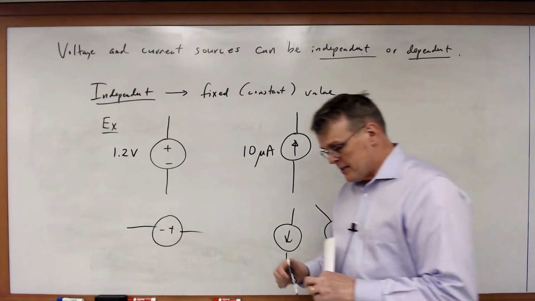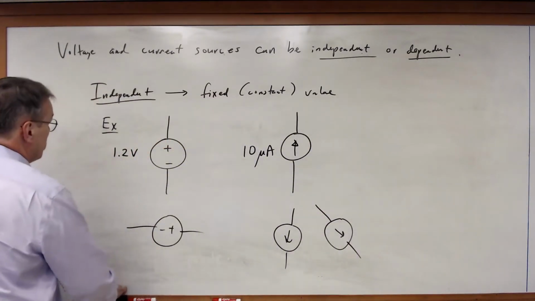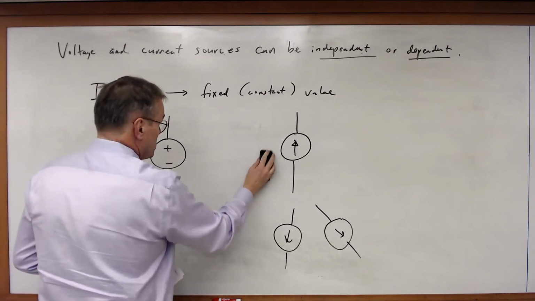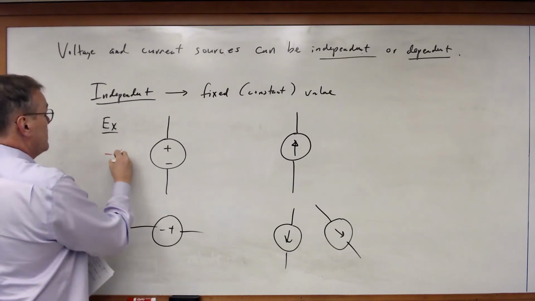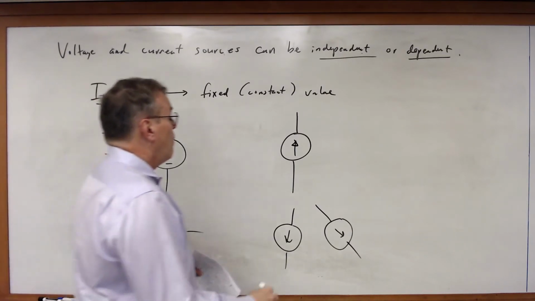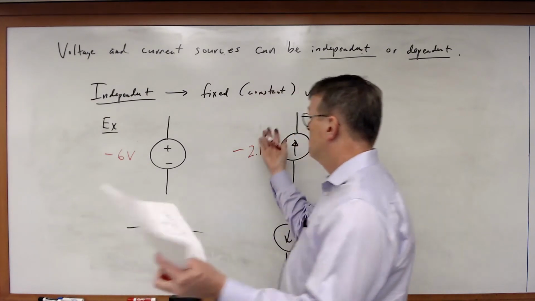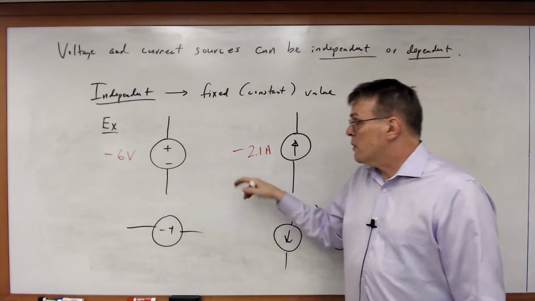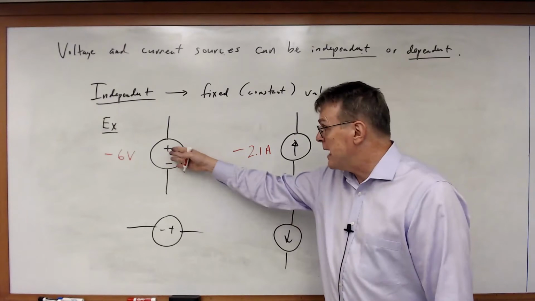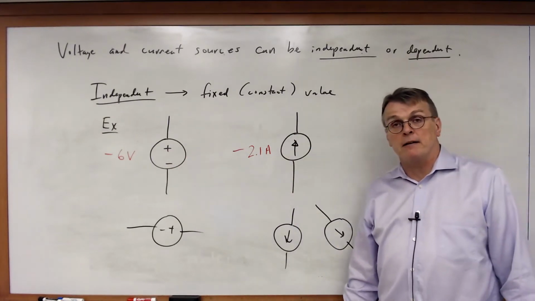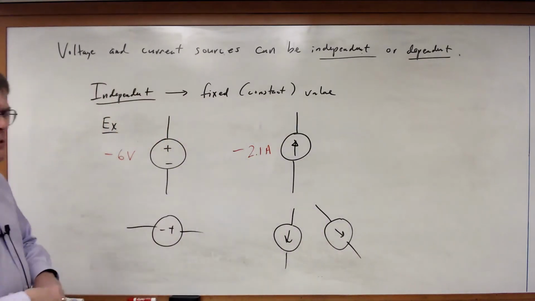Now, something else is I gave these positive values, but there's no reason why these have to be positive values. I could also, for example, specify a voltage and current source like so. Minus 6 volts or minus 2.1 amps. So the values, the quantities can be either positive or negative. So you have to look at both the quantities and the polarity and directions as defined like so. Okay? So these are independent sources.